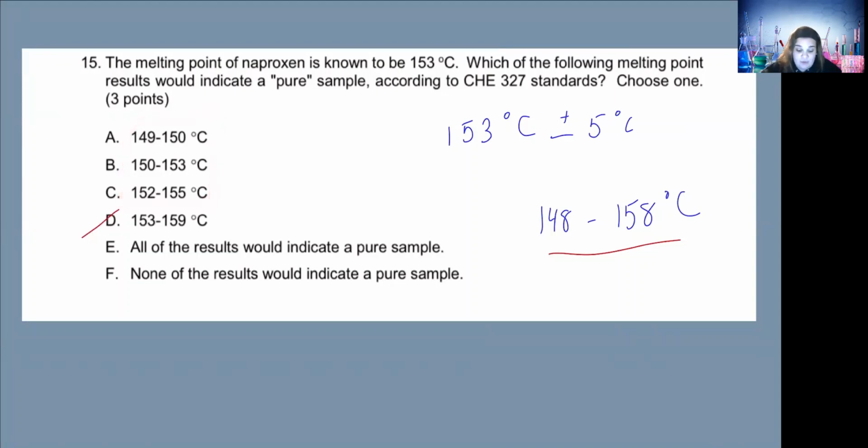To be a pure sample, we need a 1 to 2 degree range. So A has a 1 degree range, B has a 3 degree range, and C has a 3 degree range. So right away, we can see that the ranges for B and C are too wide or too broad. So A is the only melting point that would indicate a pure sample.